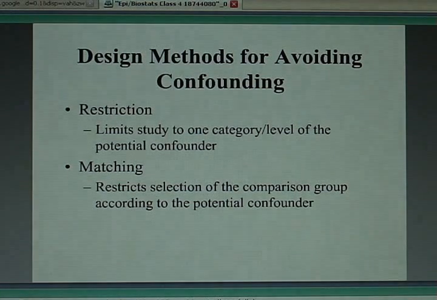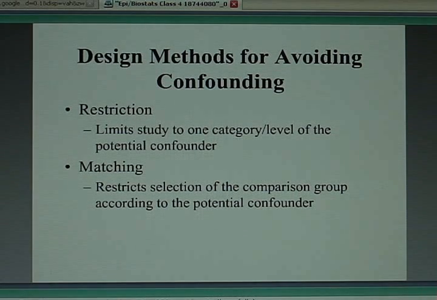A type of restriction is matching. Matching restricts who gets into your comparison group. So let's suppose I'm doing a cohort study. I want to know whether smoking causes heart disease. I'm worried about confounding by age. What I could do is enroll a smoker in my study and ask them how old they are. If that smoker says he's 42, I go out and find a 42-year-old non-smoker. If the smoker was 88, I find an 88-year-old non-smoker. I match my non-smokers to my smokers by age.